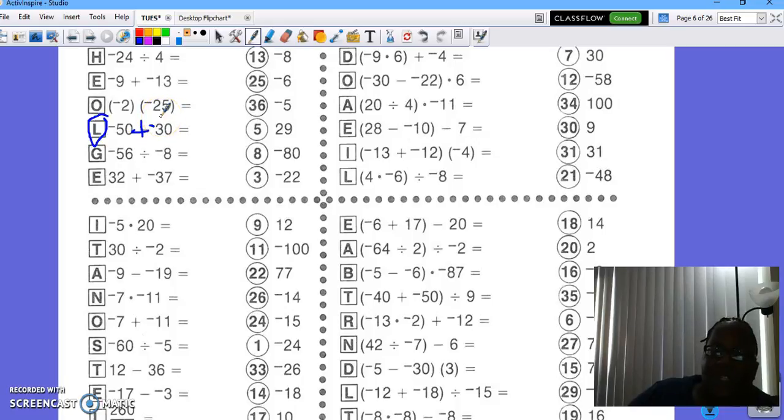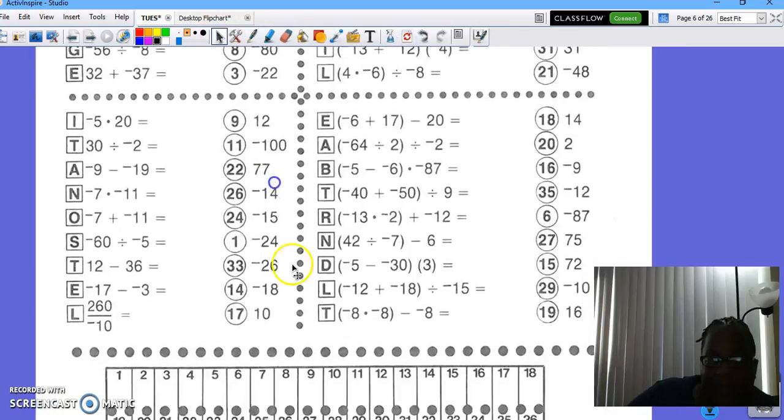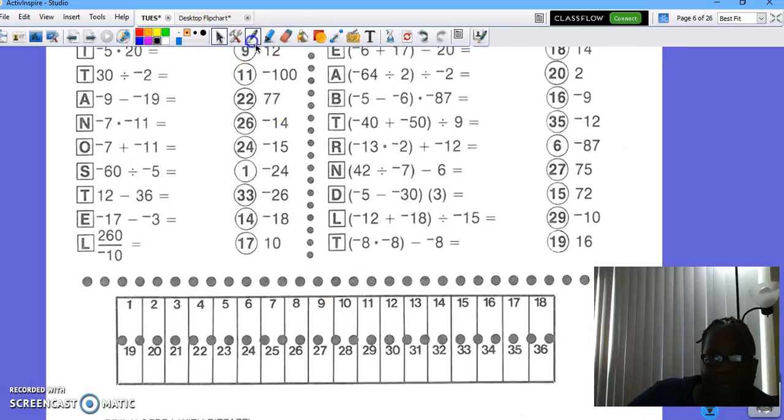So all you have to do is follow your addition rules. A negative plus a negative is what? Look at the rule. You will see that it says a negative plus a negative is negative. Just add. So I just have to add a 50 and a 30. So that's 50, 60, 70, 80. This answer is negative 80, which is right here. So now I know number 8 will be letter L. So now that's what I'm going to place down here. Number 8 is letter L. There it is.